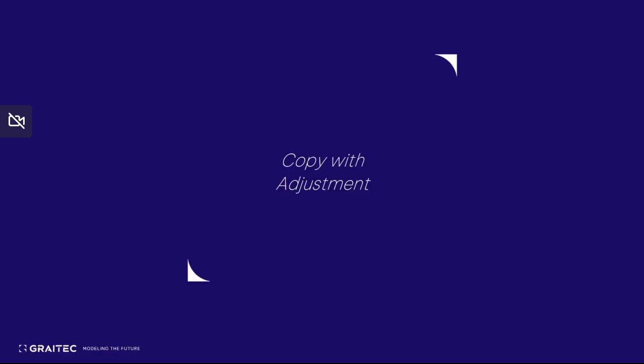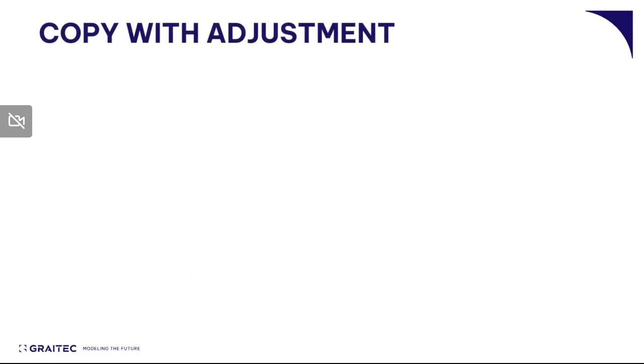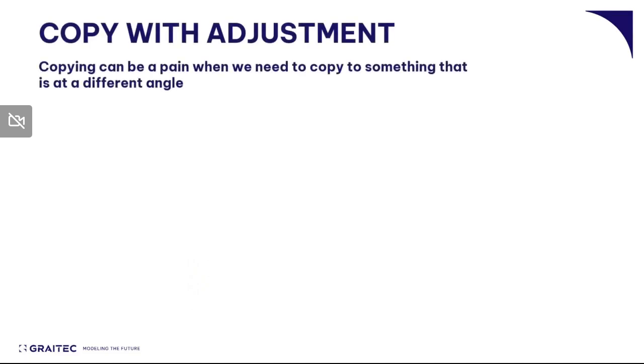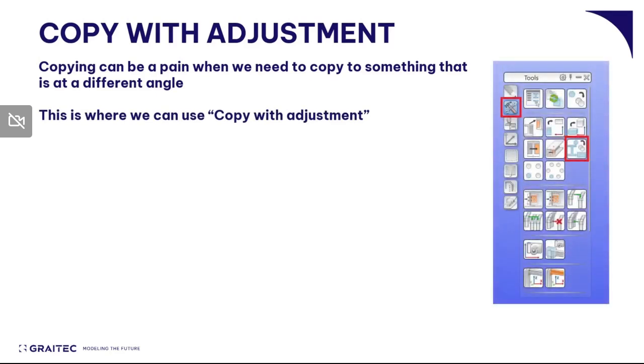Next tool, another underused or little known tool that is really useful, is Copy with Adjustment. Copying can sometimes be a bit of a pain when you need to copy something, but the destination is at a different angle, different rotation, or whatever it might be. You'd have to copy, you'd have to rotate, you'd have to mess about a lot. But this is where you can use Copy with Adjustment to get the same situation at the start and the end. So you can find it on the Tools palette. You can see it outlined in the window there in the picture.